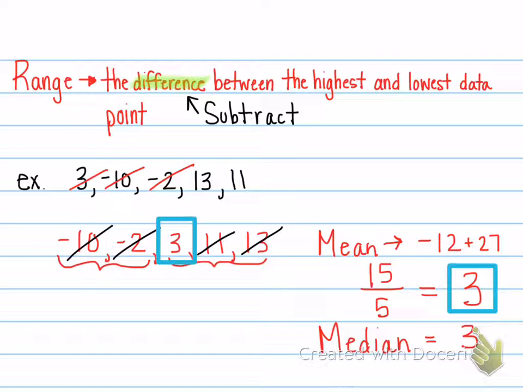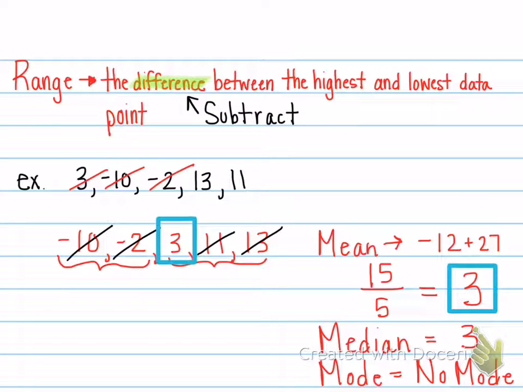The mode is the number that occurs the most. And like we said, if nothing occurs more than anything else, then there is no mode. All of these numbers occur just one time. So there's no mode in this problem.